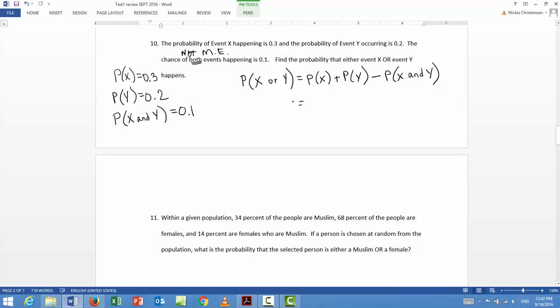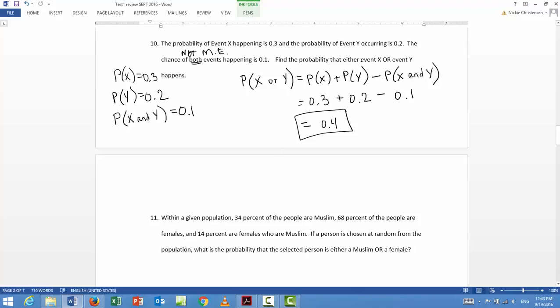So then it's just a matter of slotting in the probabilities in the formula. So we have 0.3 plus 0.2 minus 0.1. And that is going to give us a final answer of 0.4. Okay?